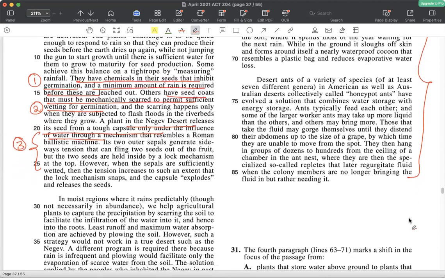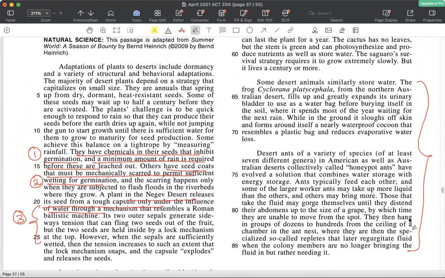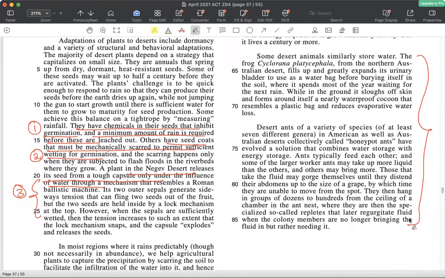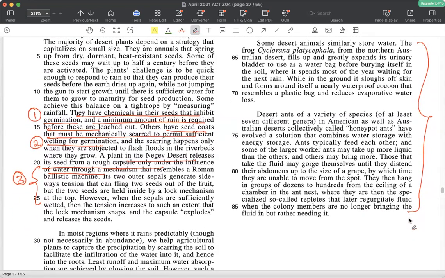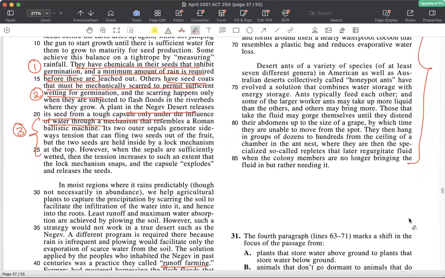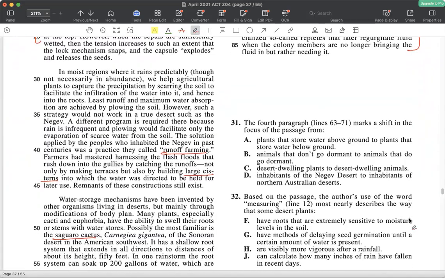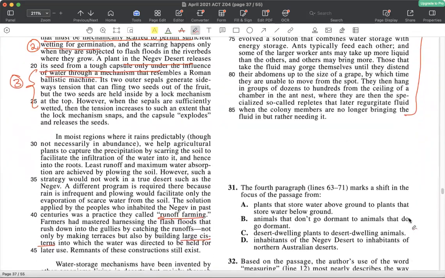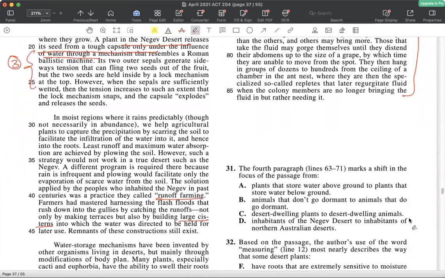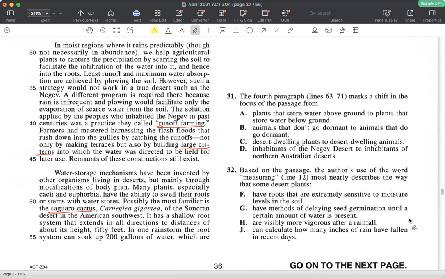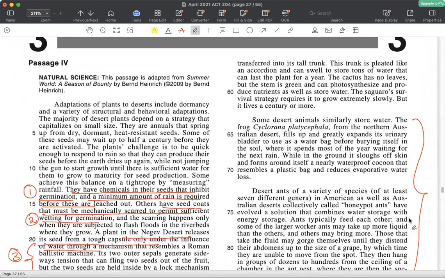So this passage is primarily about surviving in the desert and looks at it from the perspective of seeds, of plants, germination, from the perspective of human habitation, from the perspective of plant growth and animal adaptation. The fourth paragraph marks a shift in the focus of the passage from 63 to 71.